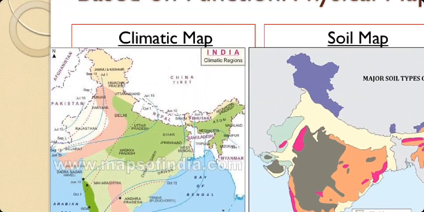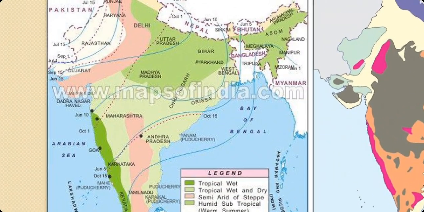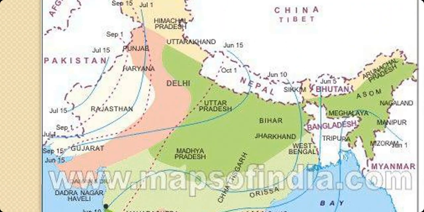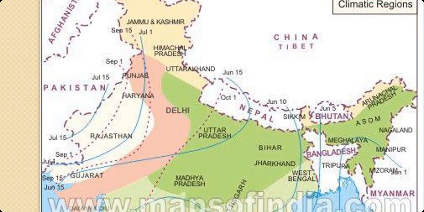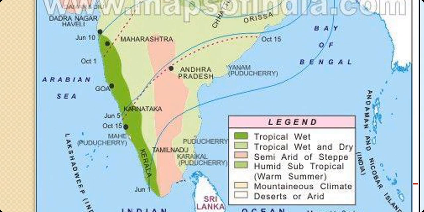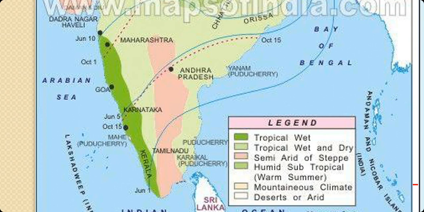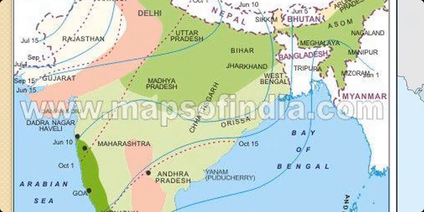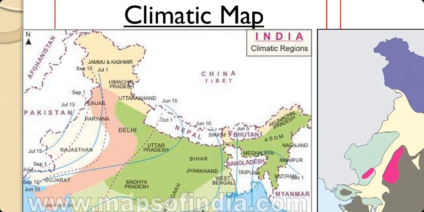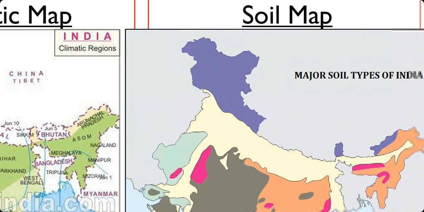Here are examples. Now in the climatic map on the left, you have the map of India, and you have these blue thick lines, and you have the brown dotted lines. The blue thick lines show the onset of monsoon. So when it's 1st of June, the monsoon touches Kerala. Today is 5th of June, so it's reached Karnataka, and like that it goes. So this particular map on the left shows the onset of monsoon. Similarly, there can be different maps for different purposes, but they are all climatic maps.